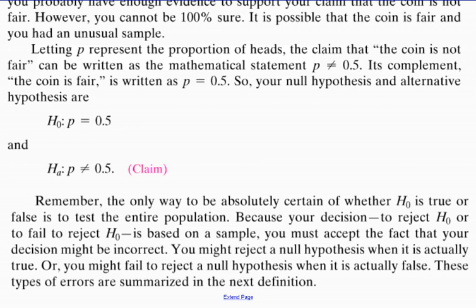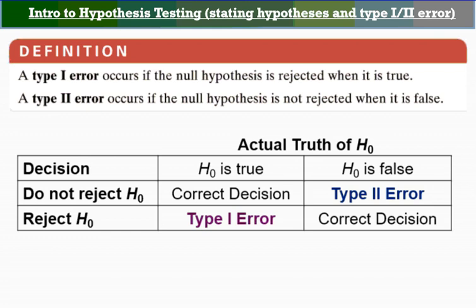Since there are two types of errors, well, they were very creative with their name and they called them type 1 error and type 2 error. Type 1 error occurs if the null hypothesis is rejected when it was actually true. Type 2 error occurs if we do not reject the null hypothesis, that is, we fail to reject it when it was actually false. So the two types are shown right here.